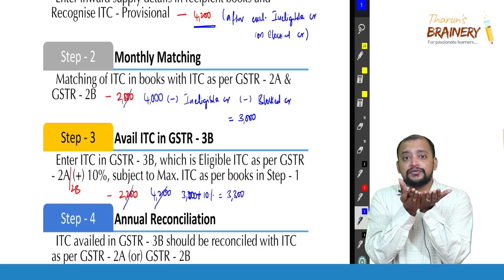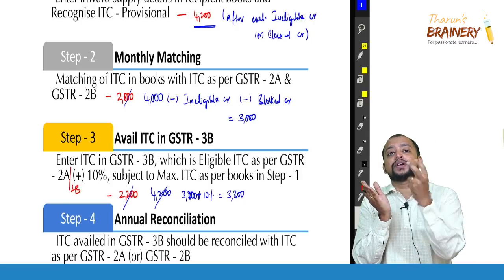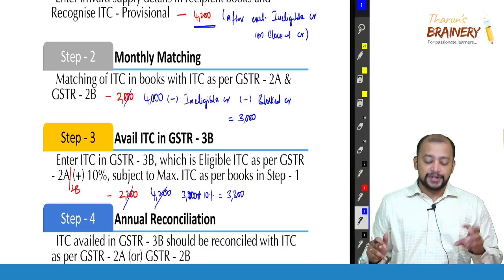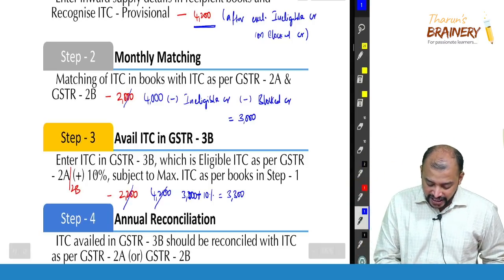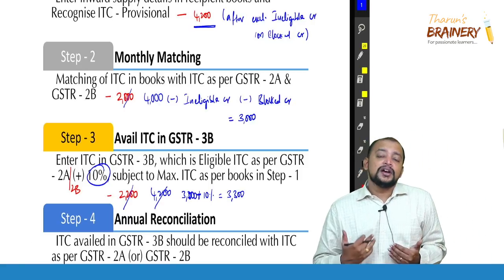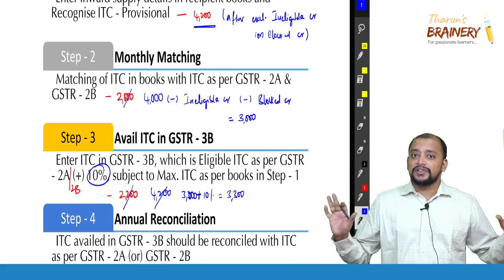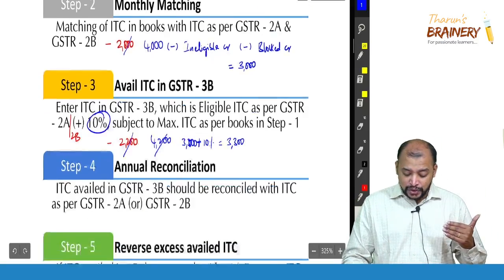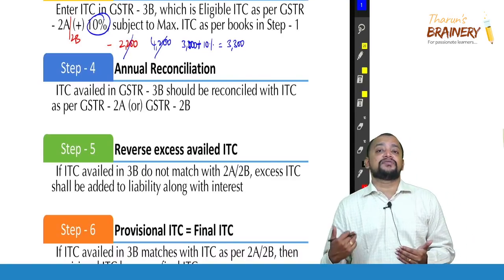After comparison of these two, only the matched component we can take plus 10%. So on that matched component, 10%. Literally, what is the provisional ITC that we are taking? This 10% is what we are taking extra. So beyond that we cannot take anything extra. And this 10% also eventually should be matched by the time we file the annual return.